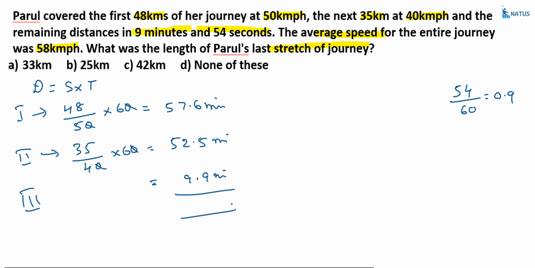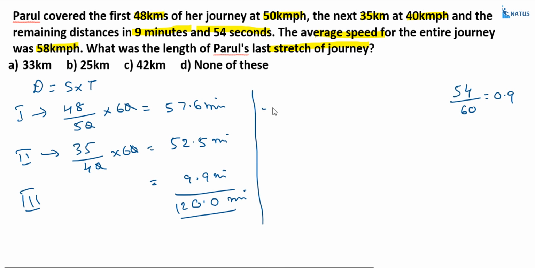And what is the total? 6 plus 5, 11 plus 9, that is 20, carry 2. And 9 plus 9, 18 plus 2, that is 20, and this is equal to 120. Total time required to cover the entire distance is 120 minutes, that is equal to 2 hours. And what is the average speed? That is equal to 58 kilometers per hour.